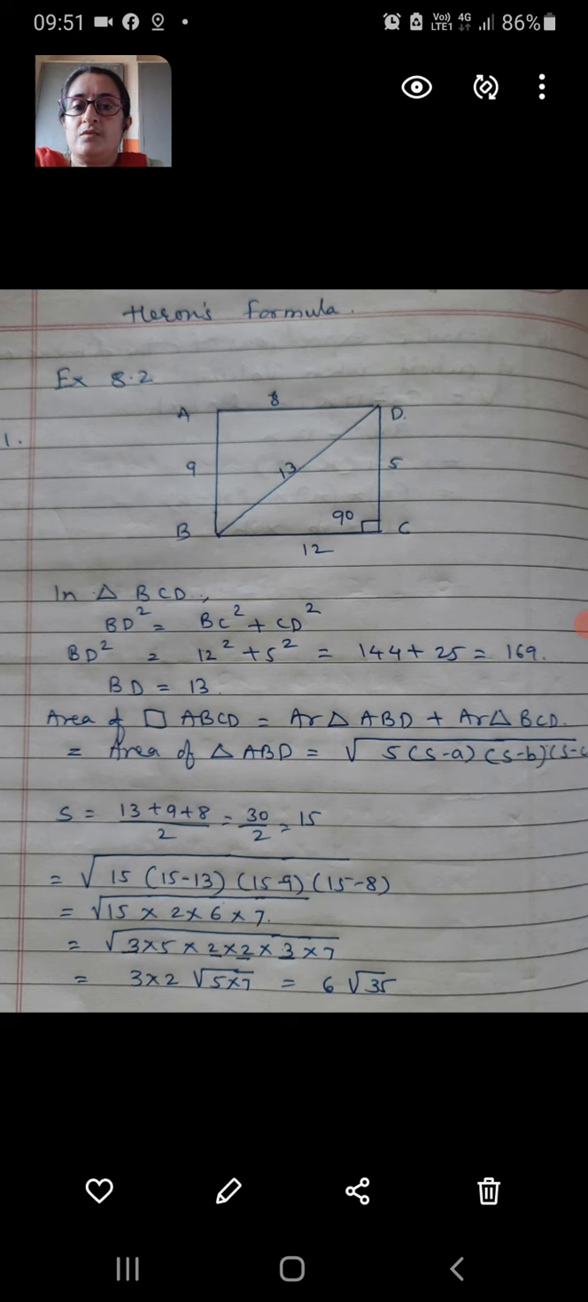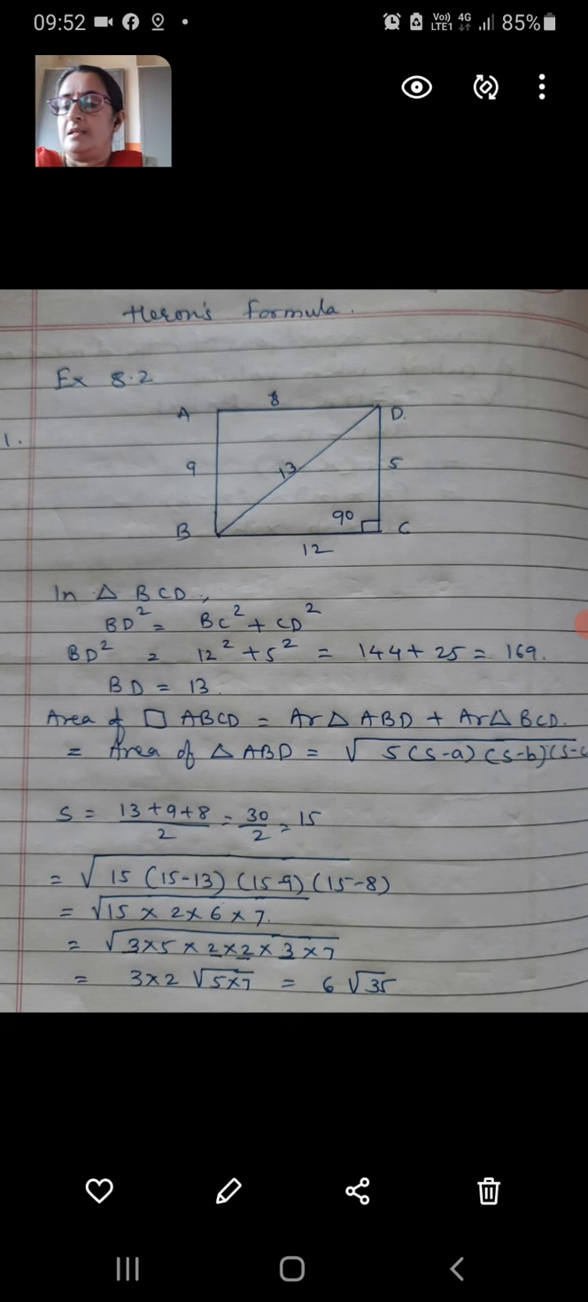So what is the Heron's formula? To find out the area, that is root S in the bracket S minus A, S minus B and into S minus C. So using that formula we are going to do the next exercise. Now let us take the first question of the exercise.